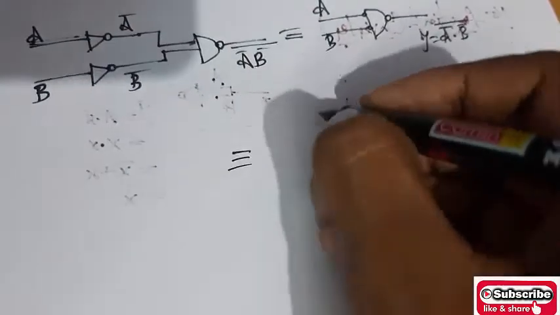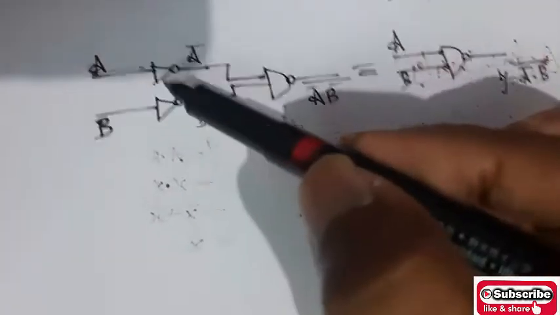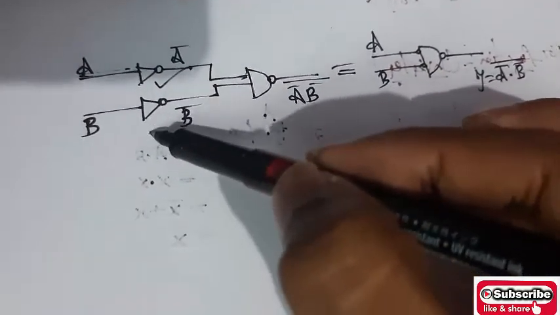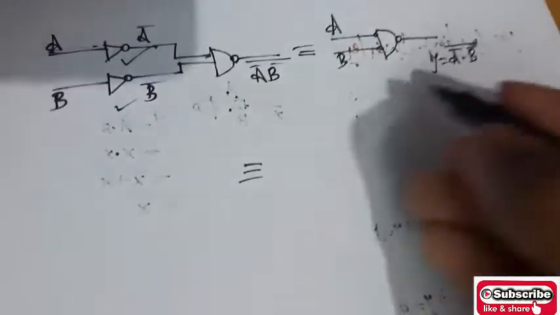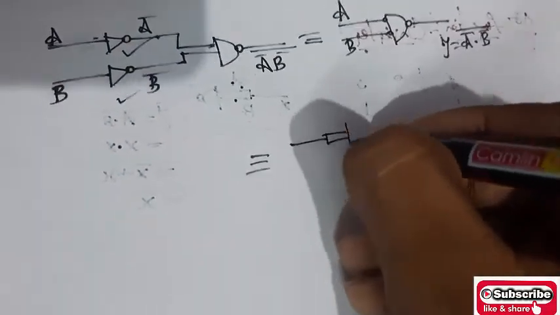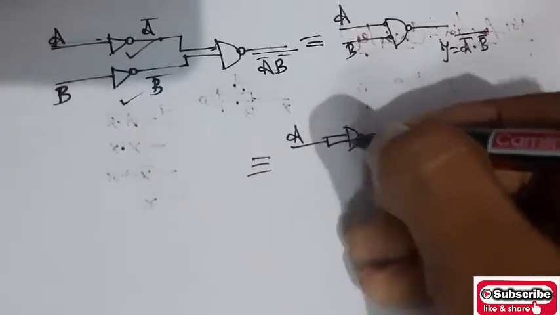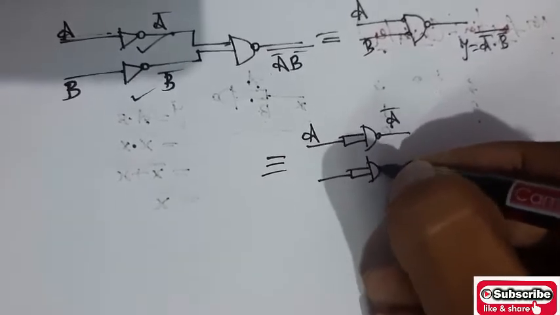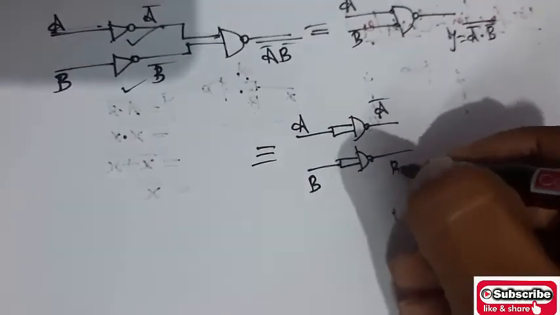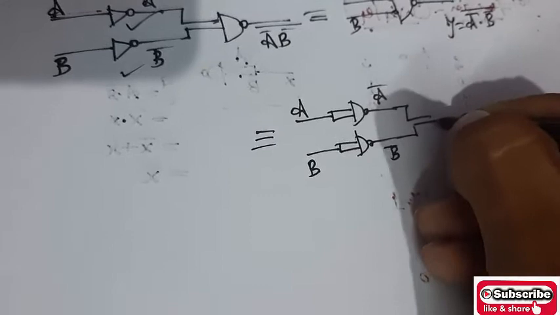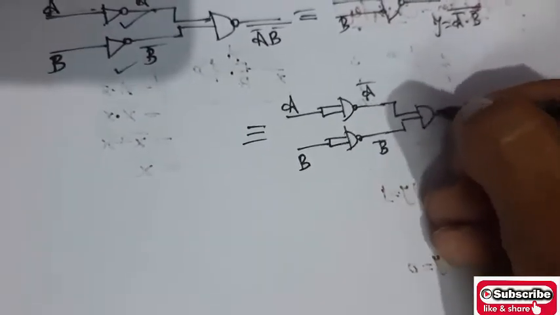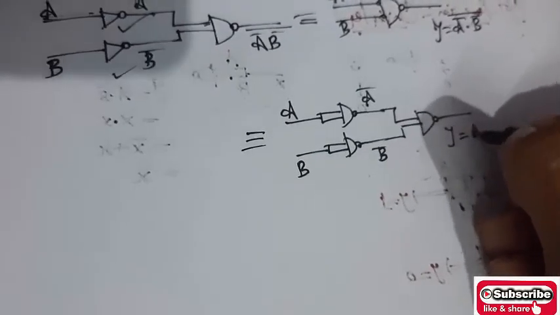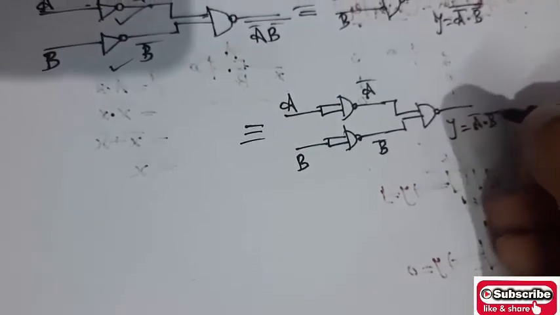This can also be represented as, now we can replace this inverter by the NAND gate and this inverter by the NAND gate. Input A, you will get the output A bar, this will be the input B, you will get the output B bar. Here this will become y is equal to A bar dot B bar whole bar.